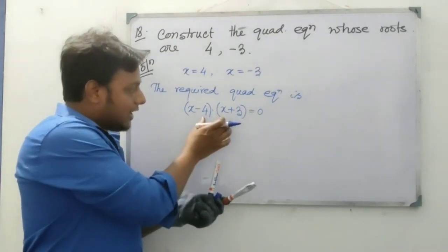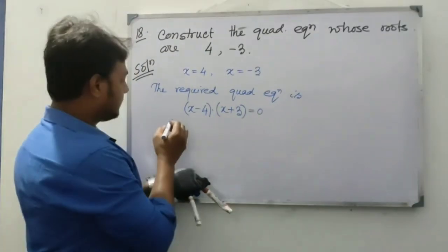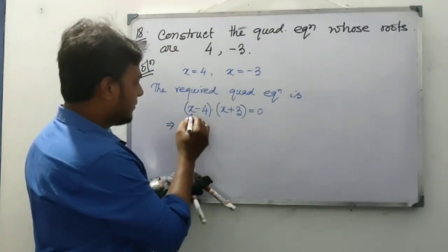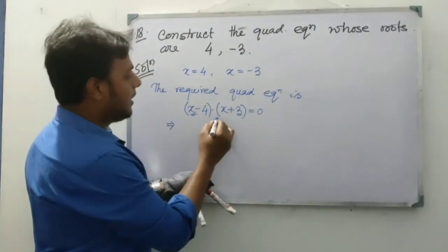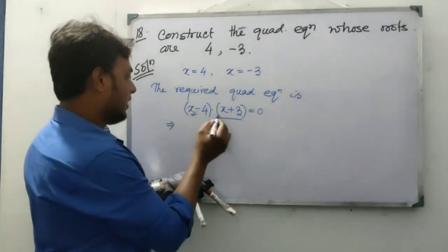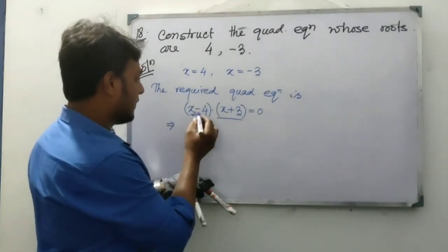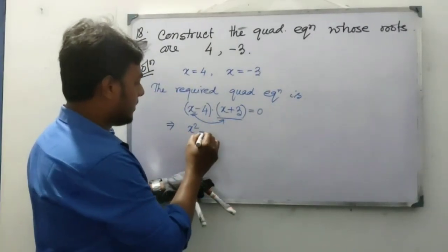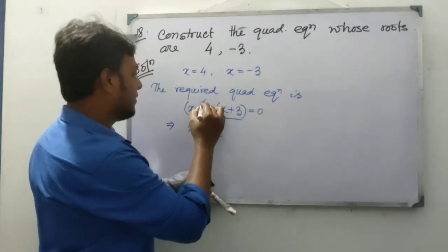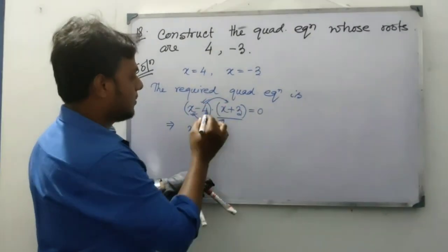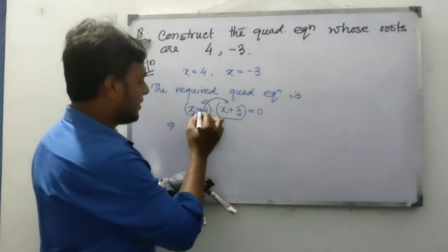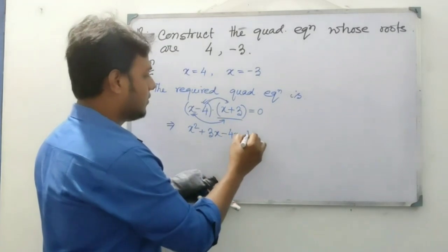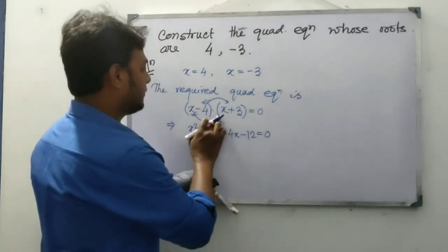Understood? If we expand it, then we will get the quadratic equation. See? Just multiply: consider x, hold it and multiply with the entire second factor. Then x into x, x square, x into 3, plus 3x. Now consider the second one and multiply with the whole. So minus 4x, and minus into plus is minus, and 3 4s are 12, equals 0. Understood? Hope you understand.